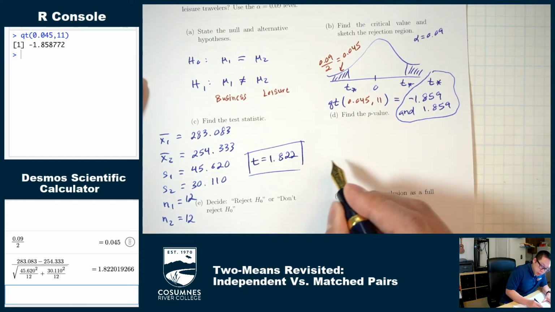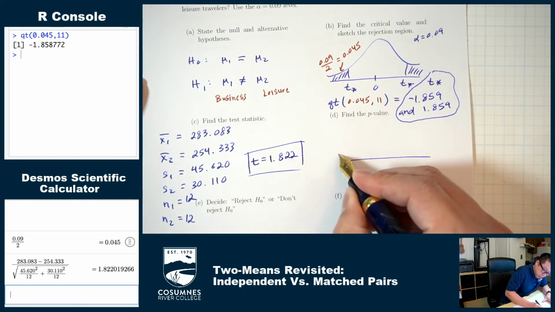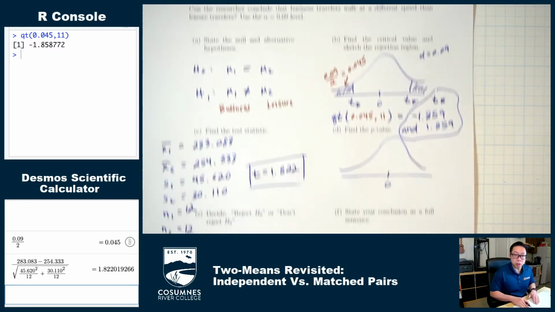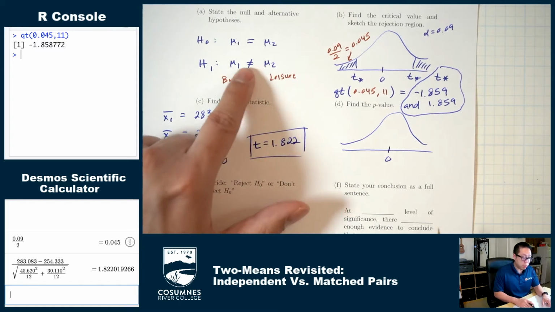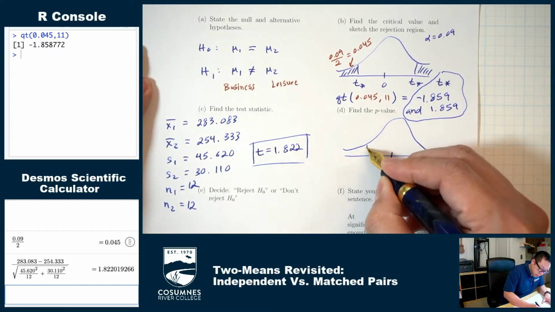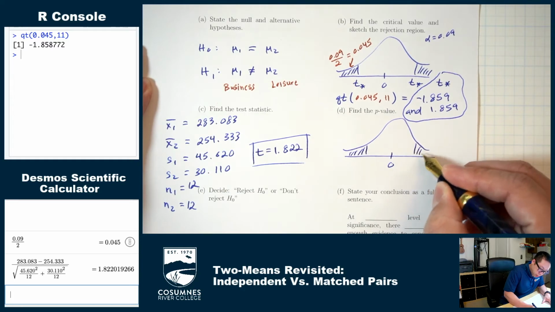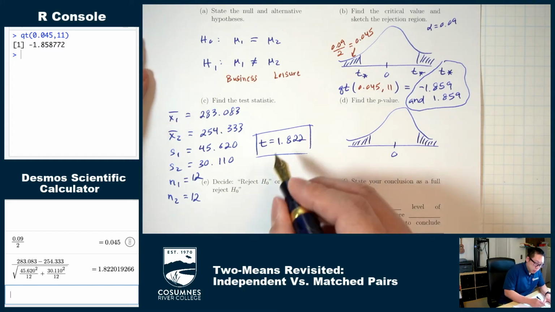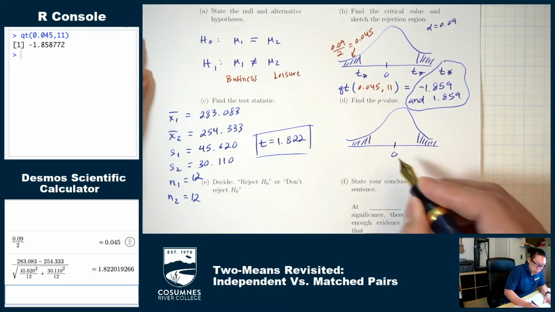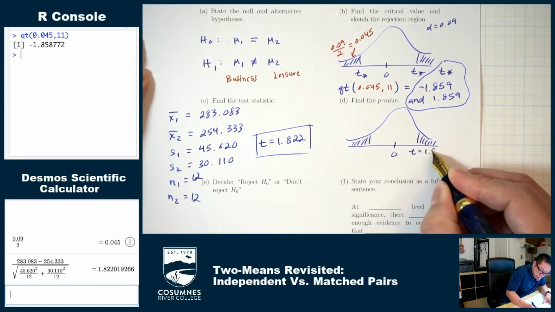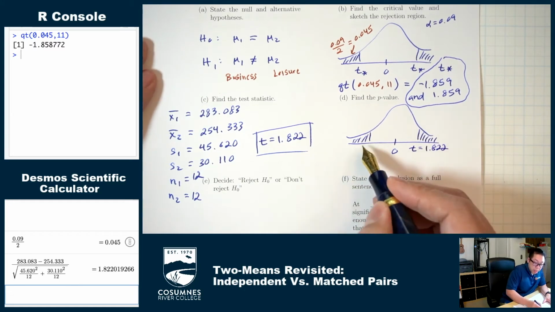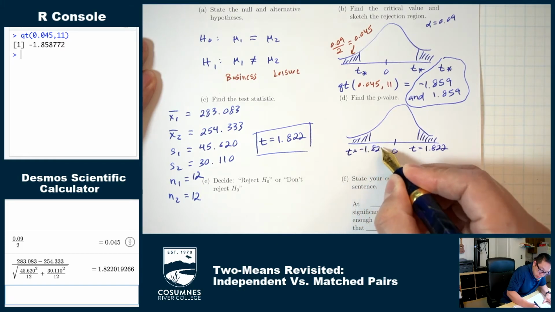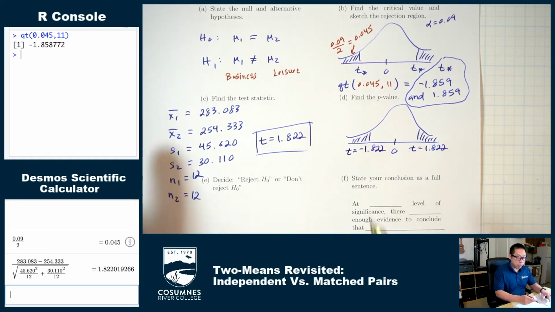Part D, find a p-value. So we'll draw the picture. Should be the same picture as part B. It's either going to be shaded left, shaded right, or 2 tails. For not equals, it's always going to be 2 tails. And we're going to put our test statistic that we found in part C on the picture. 1.822, that's positive. That should be on the right side. The one on the left, by symmetry, should be negative 1.822. And then our job here is to find the shaded area.